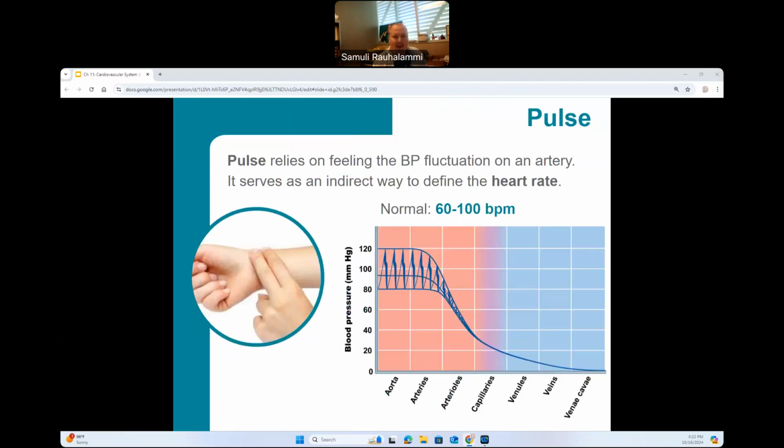To wrap up our discussion, I wanted to talk a little bit about the pulse. So pulse is what we can feel at the surface of the arteries as a fluctuation between the systolic and diastolic blood pressure. This is useful as it offers us an indirect way to find out about one's heart rate. And a normal pulse varies between 60 to 100 beats per minute.